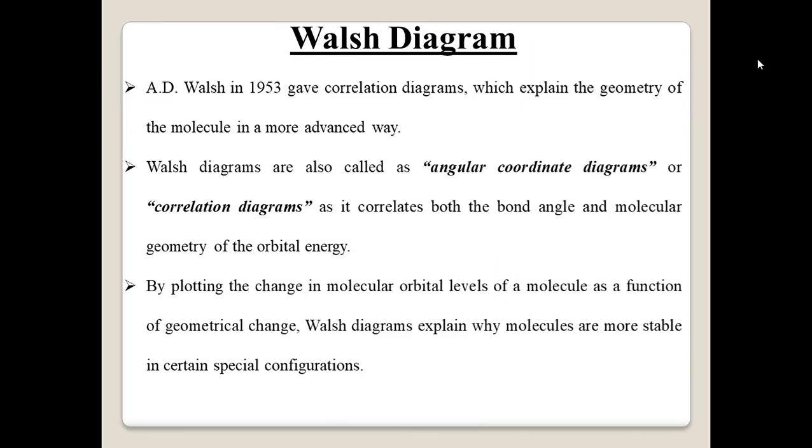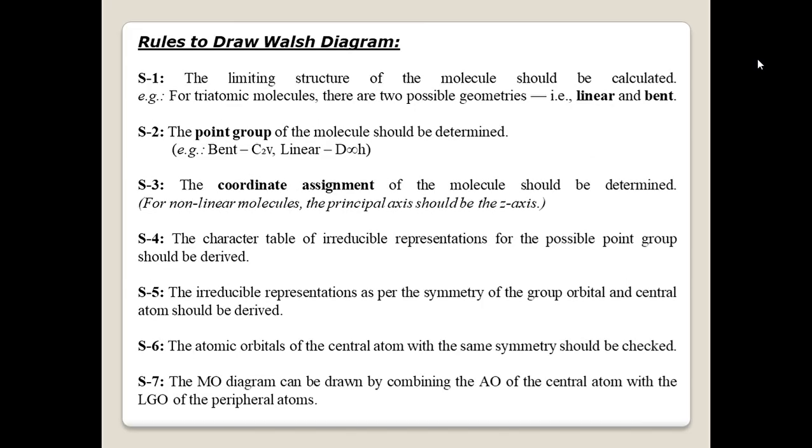So now let's discuss about Walsh diagram. It was given by A.D. Walsh in 1953. It is otherwise known as angular coordinate diagram or correlation diagram, as it correlates both bond angle and molecular geometry with the orbital energy. There are certain rules to draw the Walsh diagram of a molecule. So let us discuss all these rules.